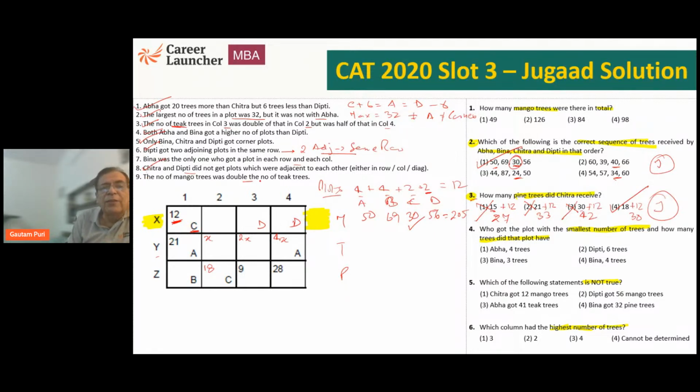Number of mango trees is double of teak trees. Now, if number of mango trees is double of teak trees, look at the choices. Most probably this will be the answer. Why? 49 का डबल 98 दिया हुआ है. 126 का half या double नहीं है, 84 का half double नहीं है. So most probably this will be the answer, but I can still find out. Okay. Now we can come back to this statement, this particular y.